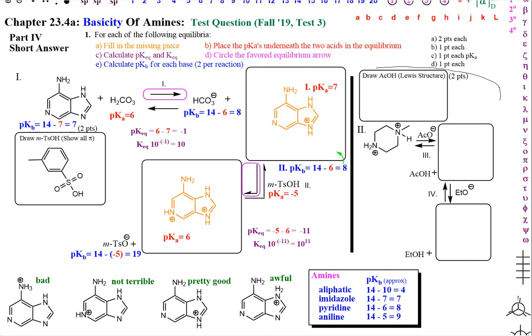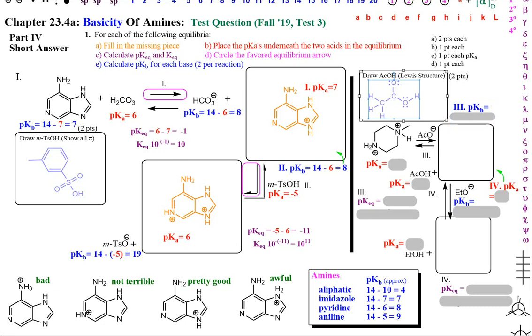Next up, we're supposed to draw the Lewis structure for ACOH, AC short form for acetyl, CH3 bonded to carbonyl. Don't forget, for a Lewis structure you have to show every bond and every lone pair. So here we have acetic acid. The pKa of acetic acid is 5, as most carboxylic acids are. The pKa of aliphatic amines, as we summarize down here, is 10, not 6.